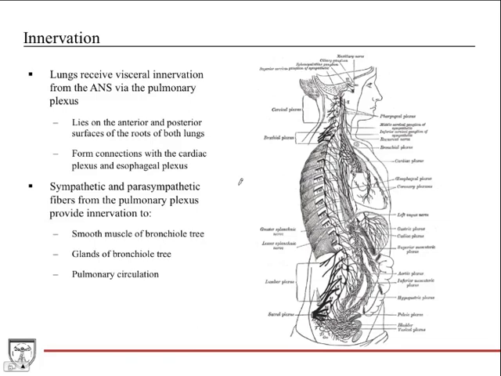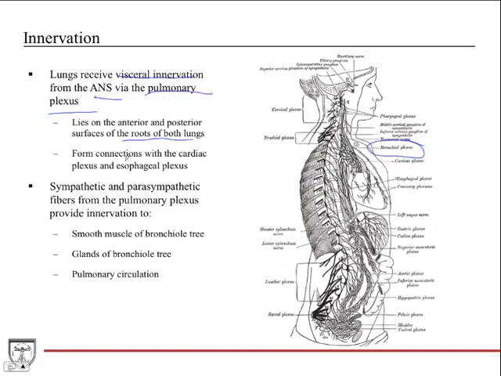So the lungs, just like any other organ, receive visceral innervation from the autonomic nervous system, and their main conduit is the pulmonary plexus. Here it's labeled bronchial plexus, same thing, pulmonary plexus. It lies on the anterior and posterior surface of the roots of the lungs, so near the hilum. So the hilum is also an area where autonomic nerves will be coming in and out of the lungs.